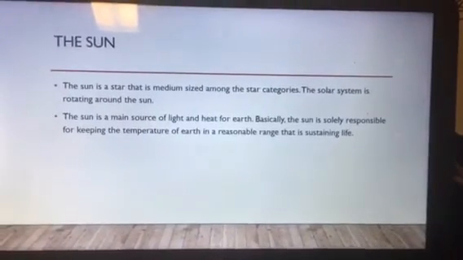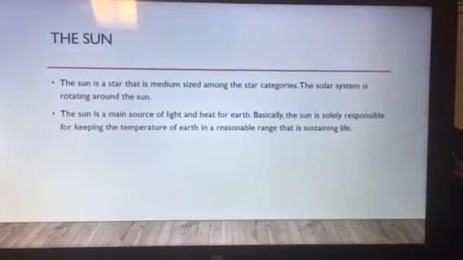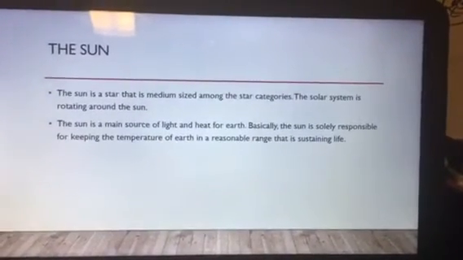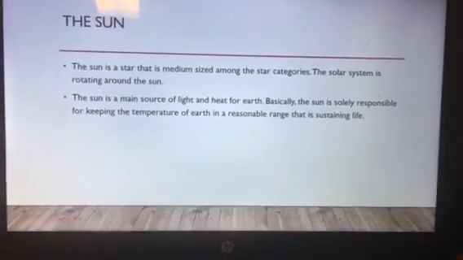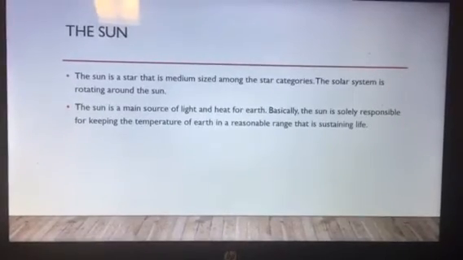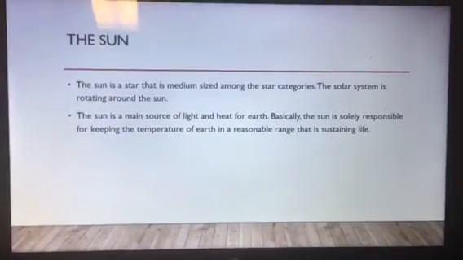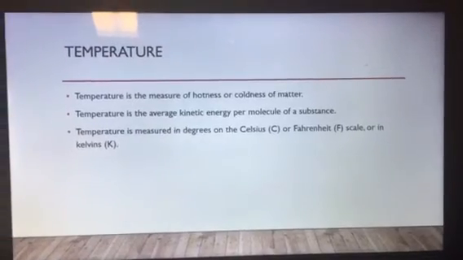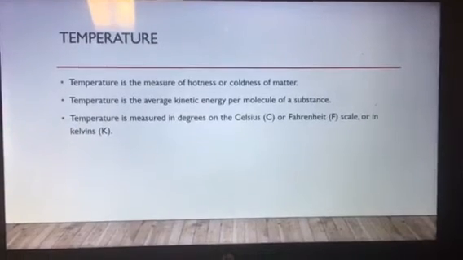Basically, like I said, the sun is solely responsible for keeping the temperature of the earth in a reasonable range that is sustaining of life. So what I mean is the sun is basically what we look forward to in sustaining life. We have light from our day-to-day aspects of life, and we also have heat and temperature. And speaking of temperature, that is my next PowerPoint slide.